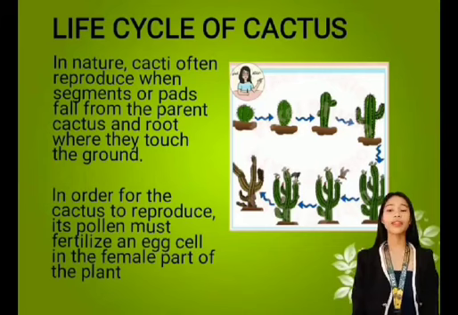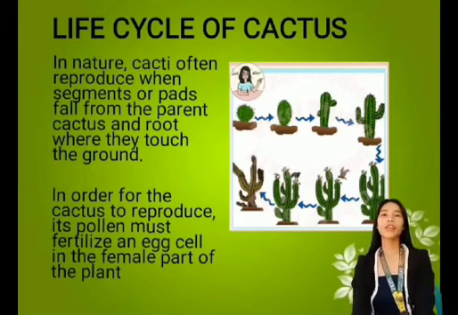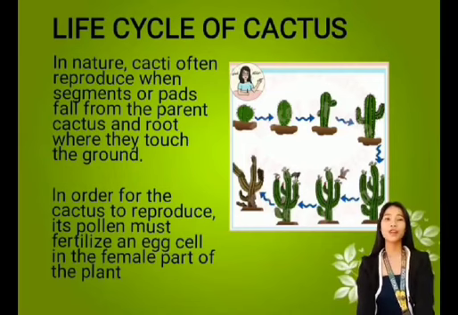Now, let's proceed to the life cycle of cactus. In nature, cacti often reproduce when segments or pads fall from the parent cactus and root where they touch the ground. In order for a cactus to reproduce, the pollen must fertilize the female part of the plant.